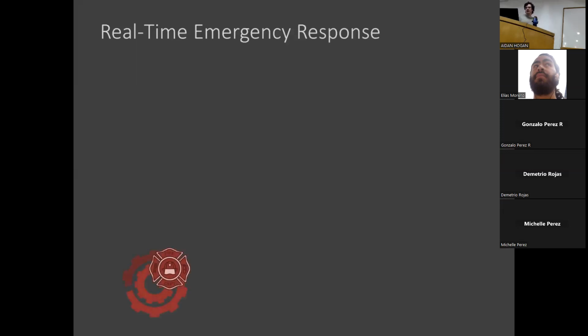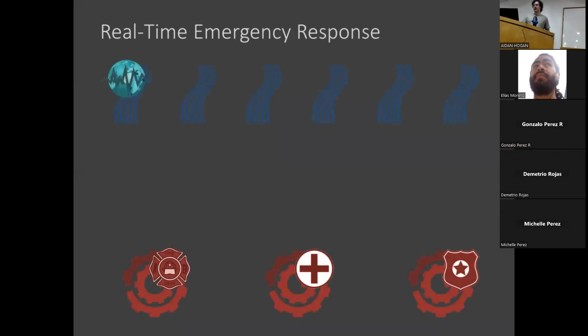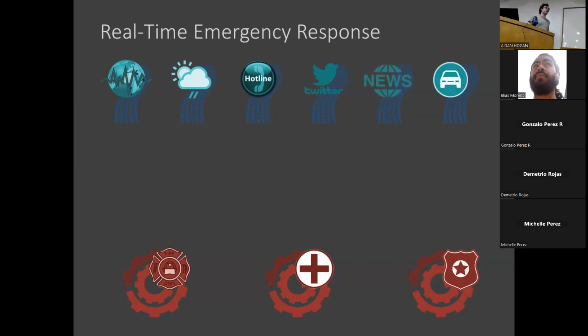We're going to assume that we have a fire department, we have a health department, and we have a police department. And we have some streams of data that these departments would like to keep track of: seismology data, weather reports, hotline for emergency calls, Twitter or social media, where we might be getting reports related to the emergency, news outlets, and traffic reports, right? So all of these sources could somehow be relevant for dealing with or understanding an emergency.